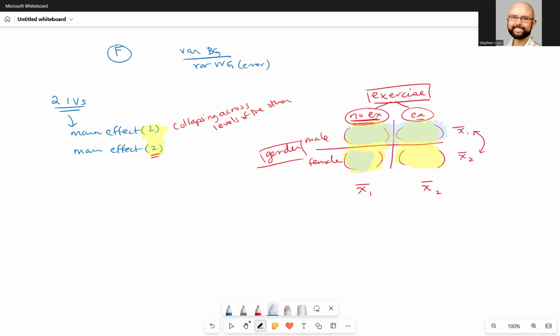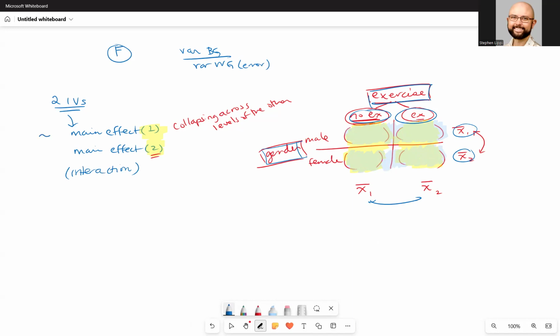And then here in the second level of gender, we have female. So these are what we refer to as the main effects, right? So the main effect of gender is comparing male versus female. The main effect of exercise is comparing no exercise to exercise, right? And then in a factorial ANOVA, we have an interaction between the 2 that we have to test for.